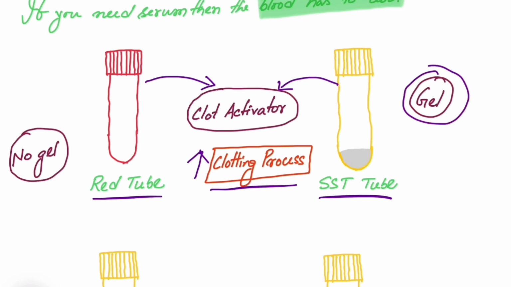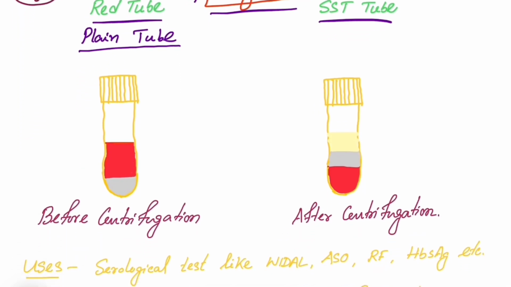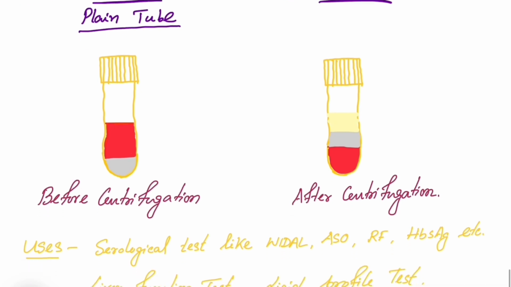But there is a gel present in the SST tube, that is the serum separator tube. A gel is present. This is the gel. But in the red tube, there is no gel. And remember, the red tube is also known as plain tube. Let's talk about the gel. What is the role of the gel in the SST tube?